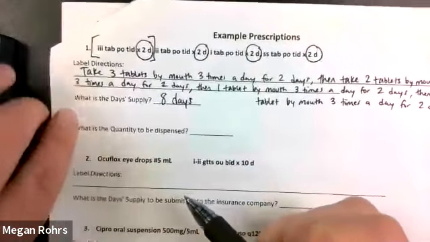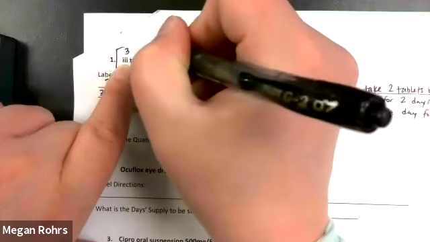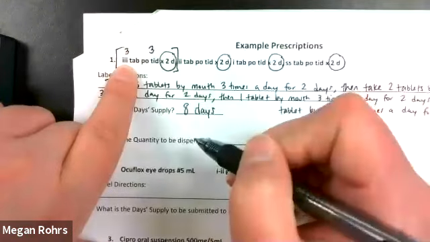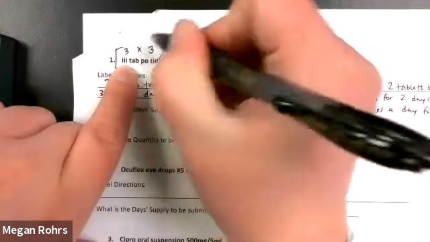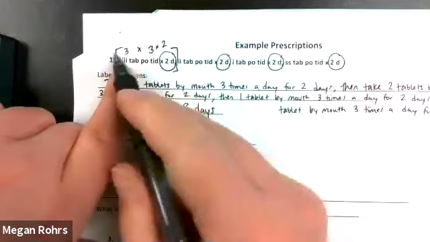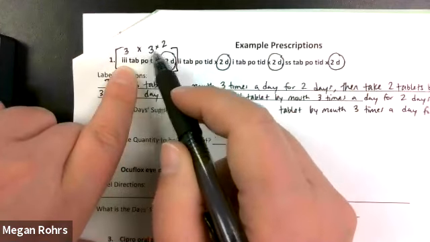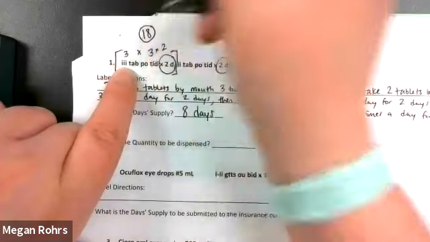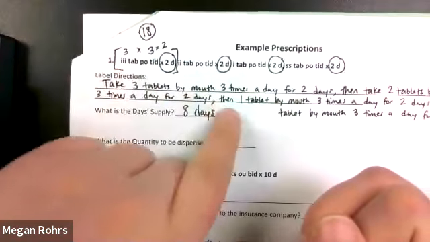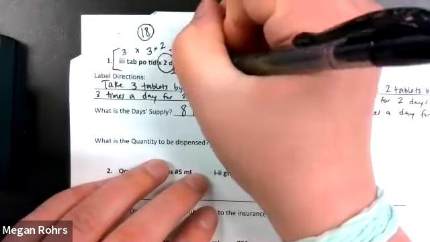So if they're taking 3 tablets 3 times a day for 2 days, well, we can multiply those together to find the quantity for this section here. So 3 times 3 is 9, times 2 would be 18 here. And then we're just going to repeat that for each step, each change of the directions here.